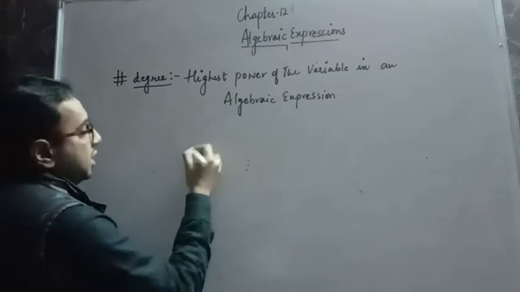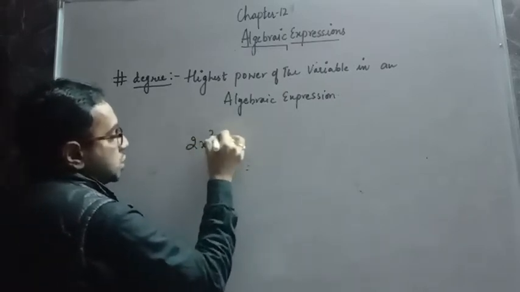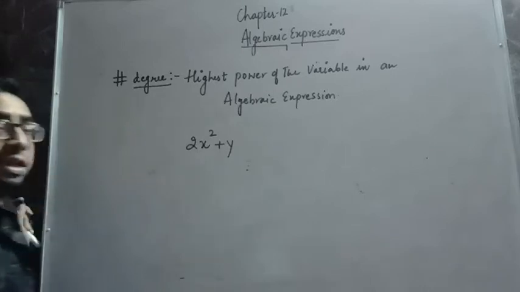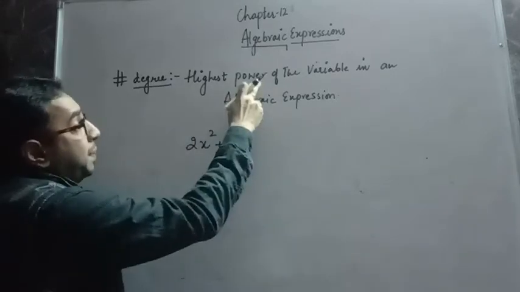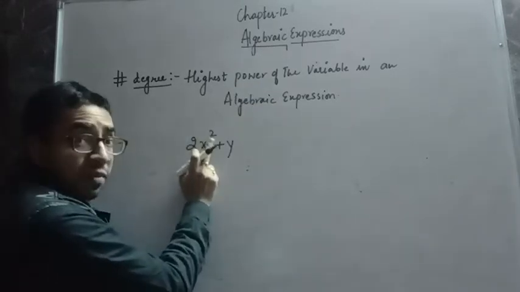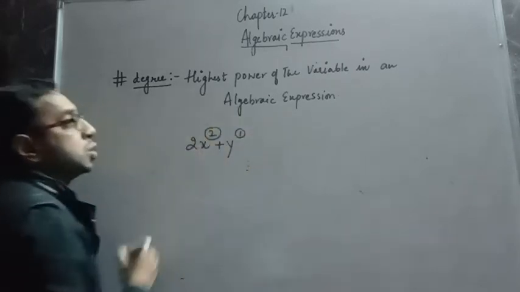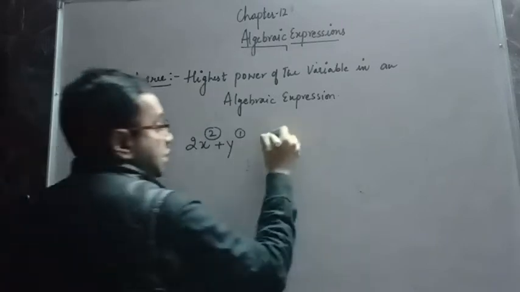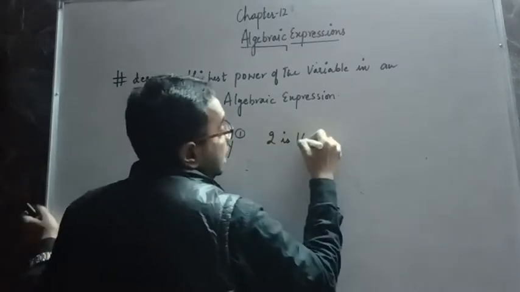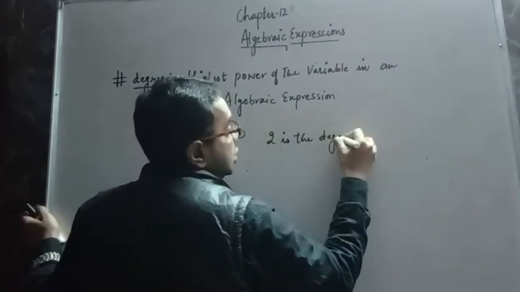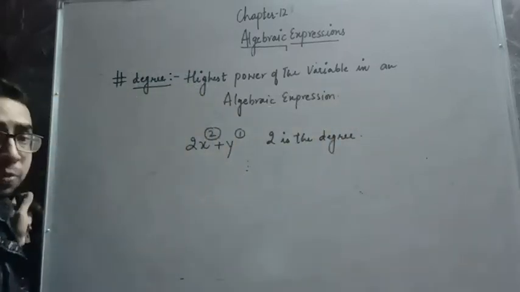Let me write an algebraic expression. 2x square plus y. Now, if you see clearly, what do you mean by power? Power means variable raised to power something. Here, power is 1, here power is 2. So, what is the degree of the given algebraic expression? It is 2. 2 is the degree of this algebraic expression. Why? Because 2 is the highest power.